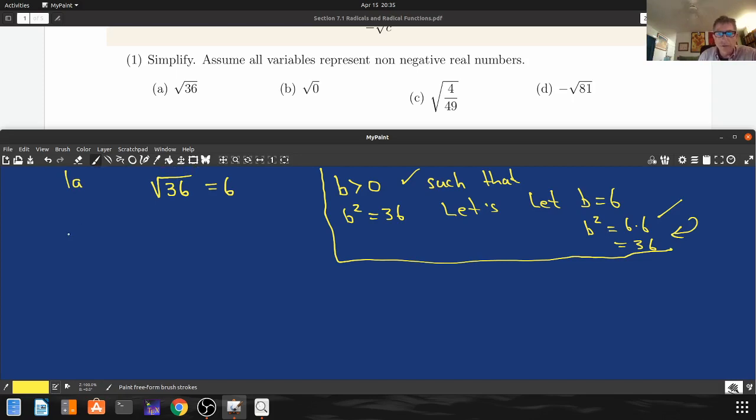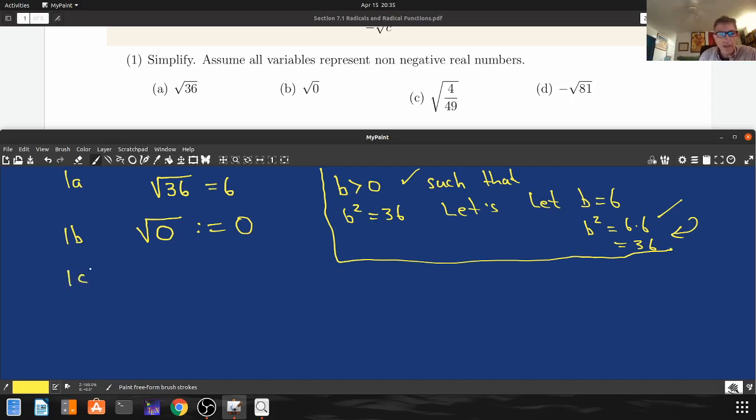So let's do 1b. And let's find the square root of 0. Well, this is by definition equal to 0. 0 is not positive, it's 0. It's the dividing line between all of them, and its square root by definition is 0, and there's only one of them.